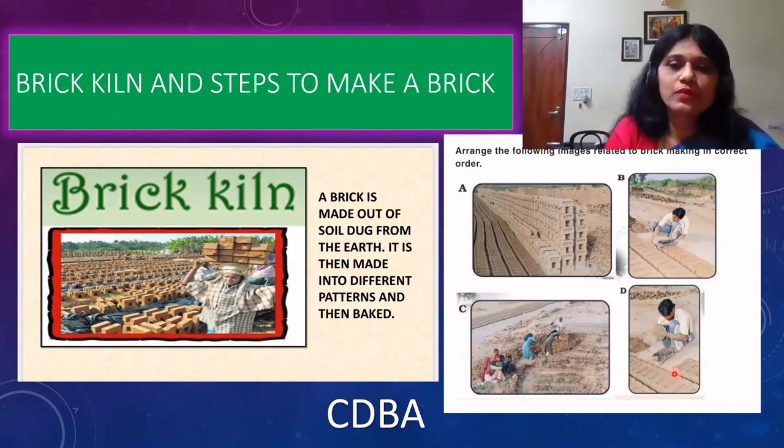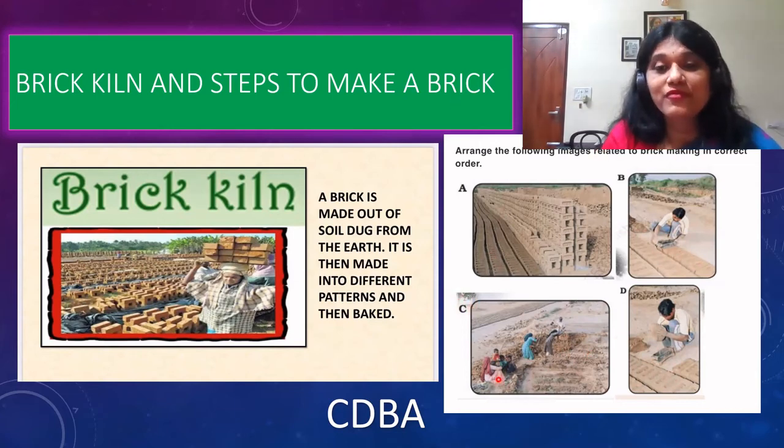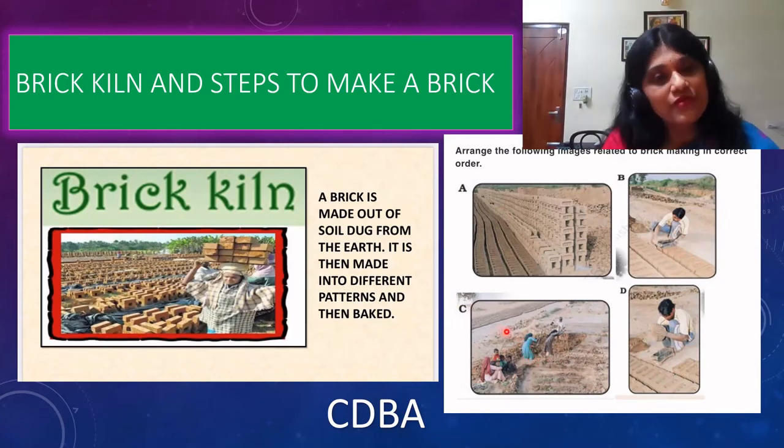Okay. So what should be the sequence actually? First, one should collect the soil. So one should dig the earth, no? So digging will be the first step. So C is the first step. Then next, the man is mixing the soil with water and making the dough. So this is the second process, C, and then D.